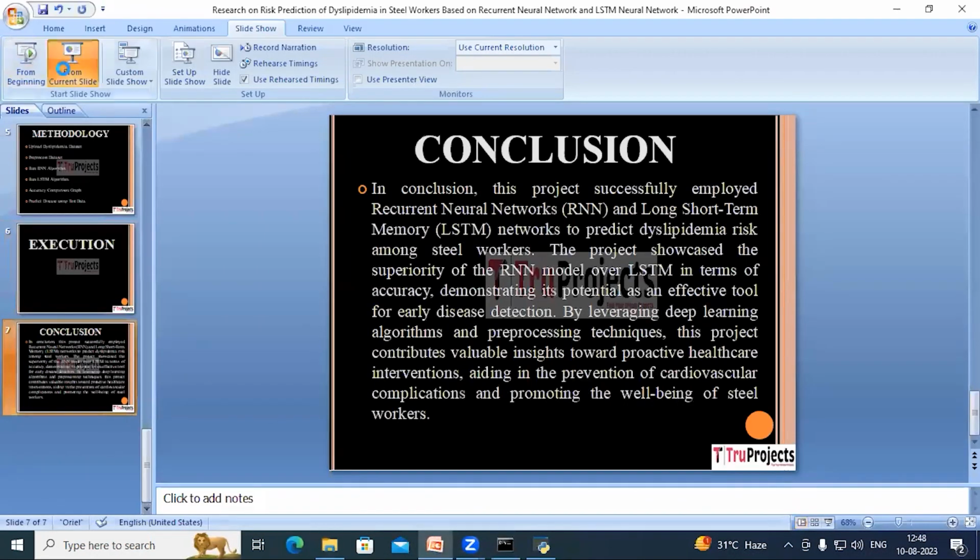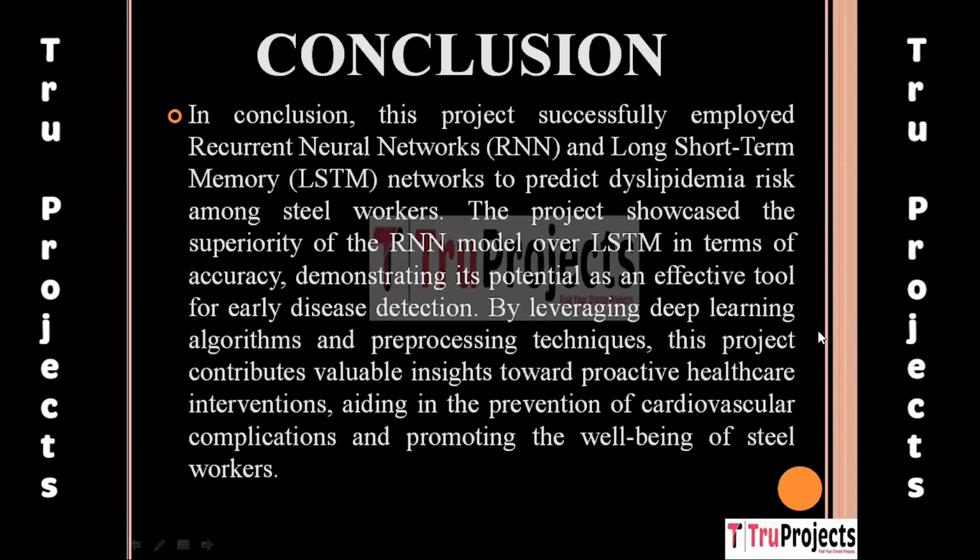The conclusion here is the project used recurrent neural networks RNN and long short-term memory LSTM networks to predict dyslipidemia risk in steel workers. The RNN model outperformed LSTM in accuracy, demonstrating its potential for early disease detection. This approach contributes to proactive healthcare interventions, preventing cardiovascular complications and promoting steel workers' well-being.